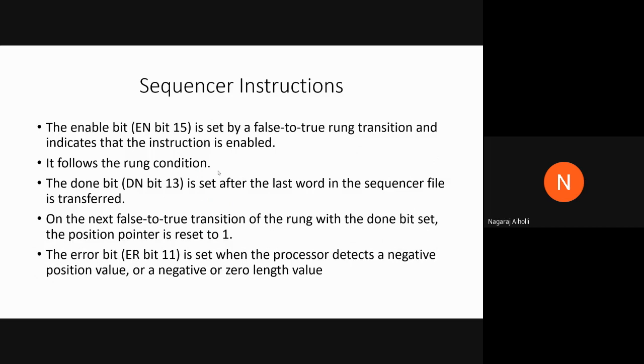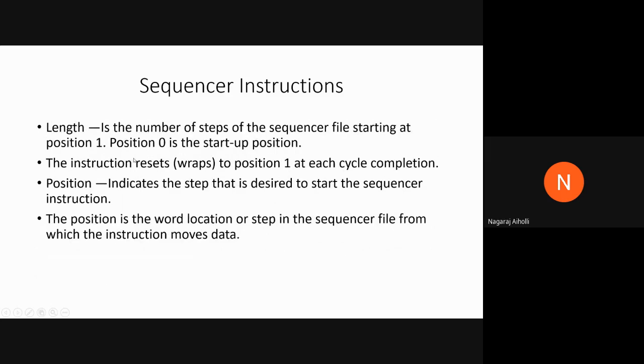If there is any negative position value, or negative or zero length value, then that is indicated by the error bit. The error bit, that is bit number 11 in the control register, is meant to indicate that the data is negative, which is an error condition.